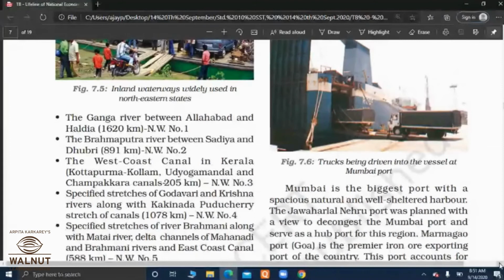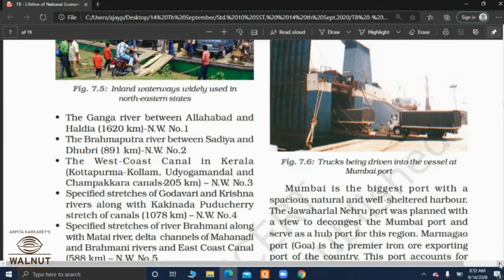The Brahmaputra River between Sadiya and Dhubri, that is 891 kilometers. That is national waterway 2. And then the West Coast Canal in Kerala, Kottapuram to Kollam, then Udyogamandal and Champakara canals. The length is 205 kilometers. That is national waterway number 3.